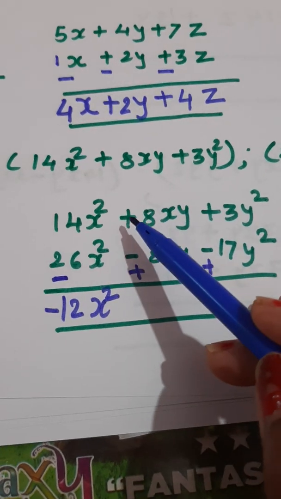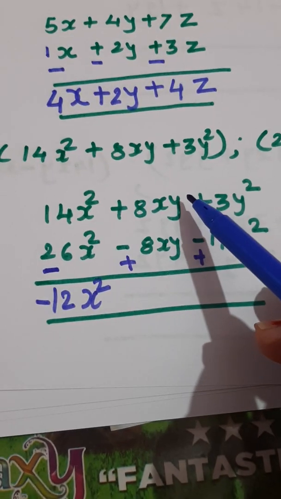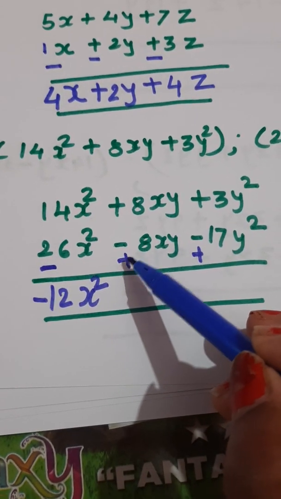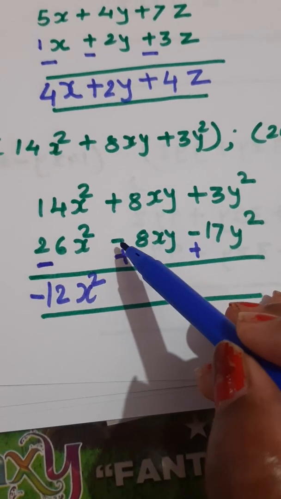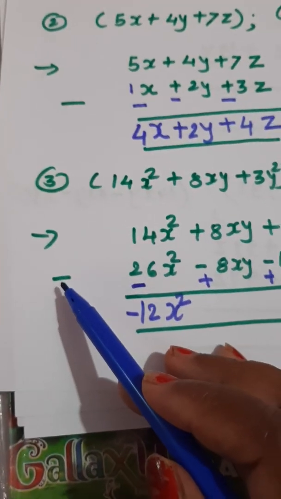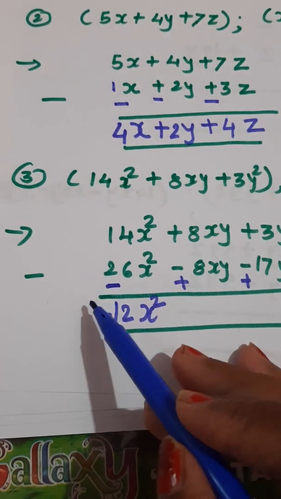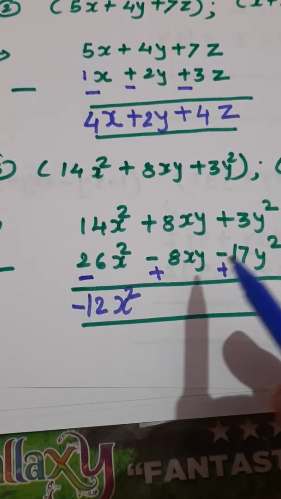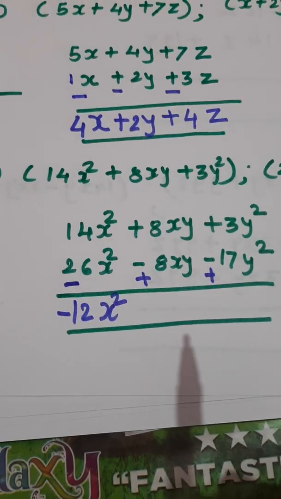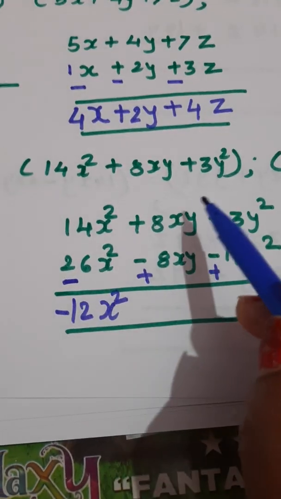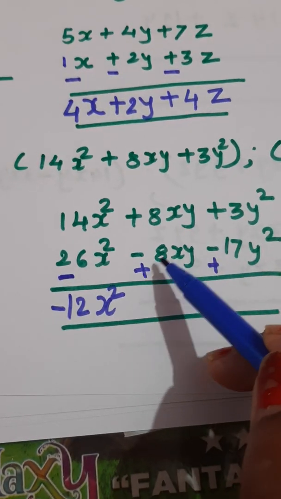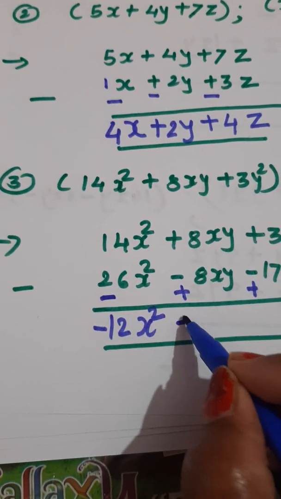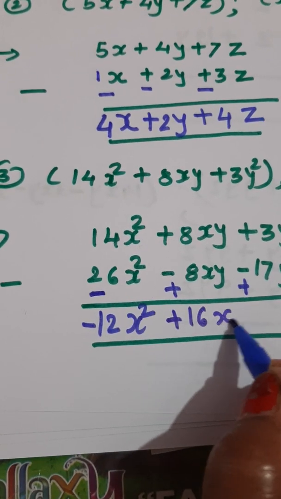Now here positive 8xy and here also positive 8xy. Here first it is negative, but what is the rule? While subtracting, change sign of every term of the second algebraic expression. So here 8xy plus 8xy, plus 16xy.